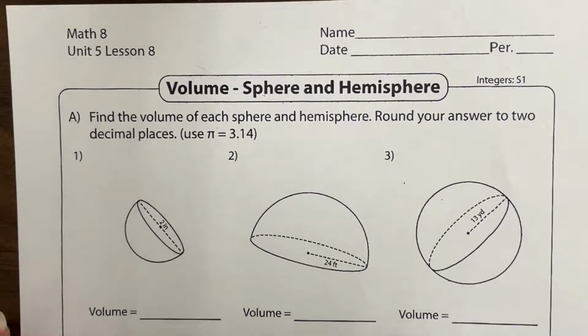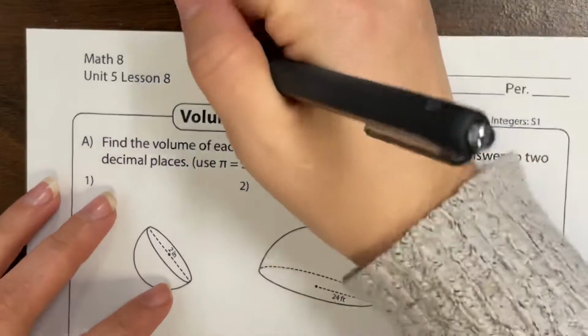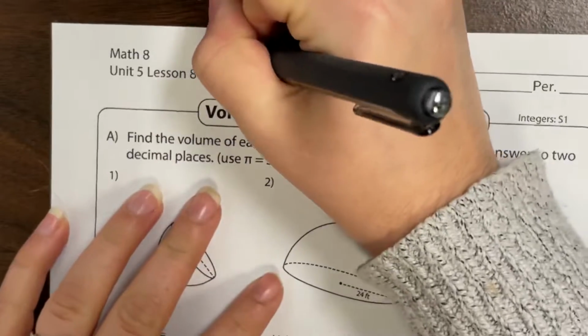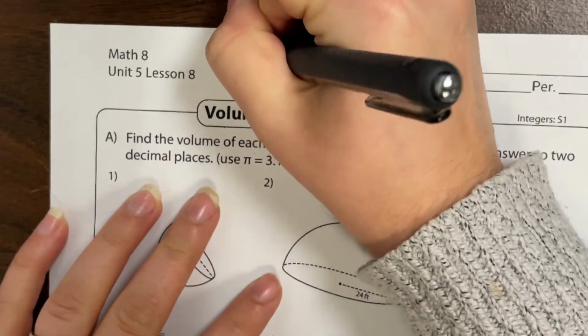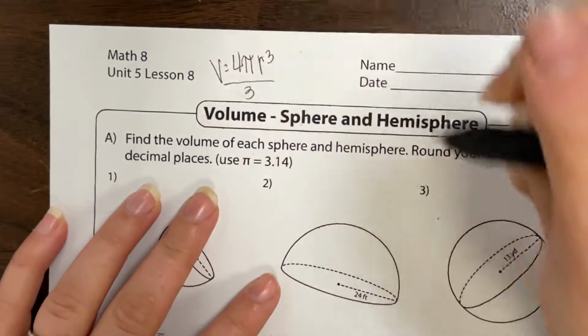All right, here is Unit 5, Lesson 8. We're focusing on volume of spheres and hemispheres. Up at the top, I like to always write my formula. So V equals 4 pi r cubed divided by 3.